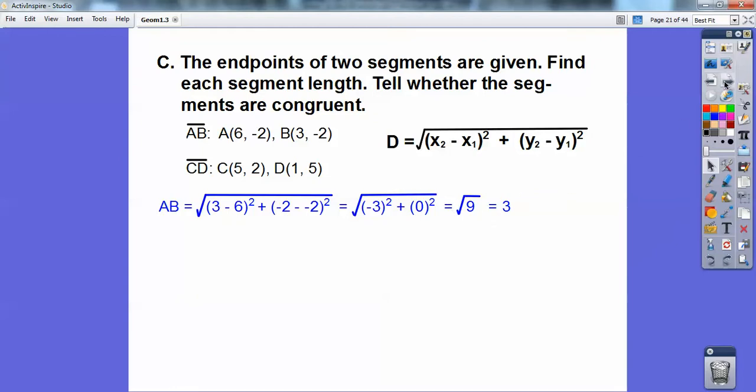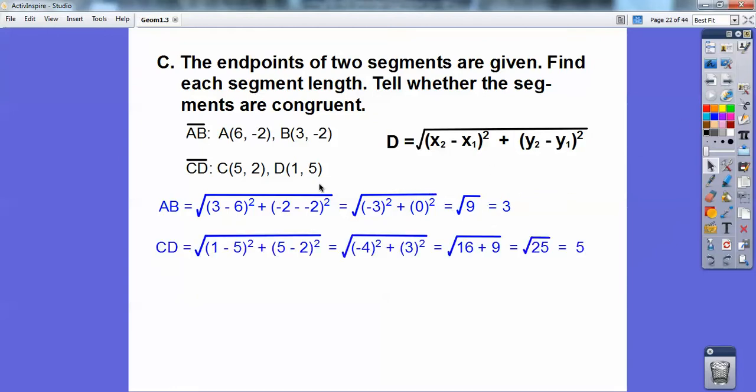All right, so now let's find the length of CD. I'm going to go this 1 minus this 5 squared, and then this 5 minus 2 squared. Don't make the mistake and say this is 4 plus 3. A lot of kids want to separate that. You can't. You have to add those together first. 16 plus 9 is 25. Square root of 25 is 5. And 3 does not equal 5, so the answer is no, they are not congruent.